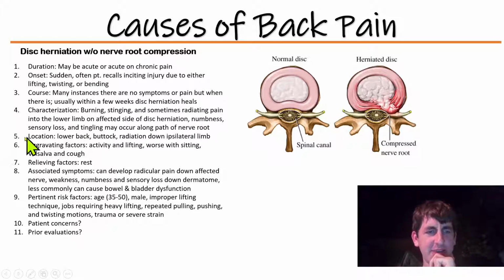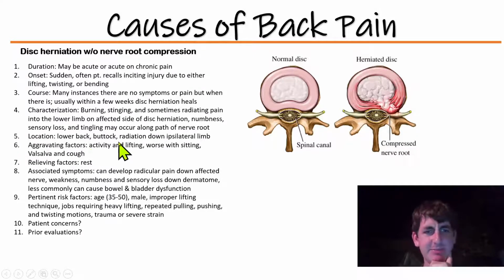You can start to see some numbness, sensory loss, tingling along the path of the nerve root. And this is unlike the previous stuff. I mean, this is nerve pain here: burning, radiating pains, electric shock, numbness, sensory changes, tingling. So be looking for that when you're thinking compression of spinal cord or nerve.